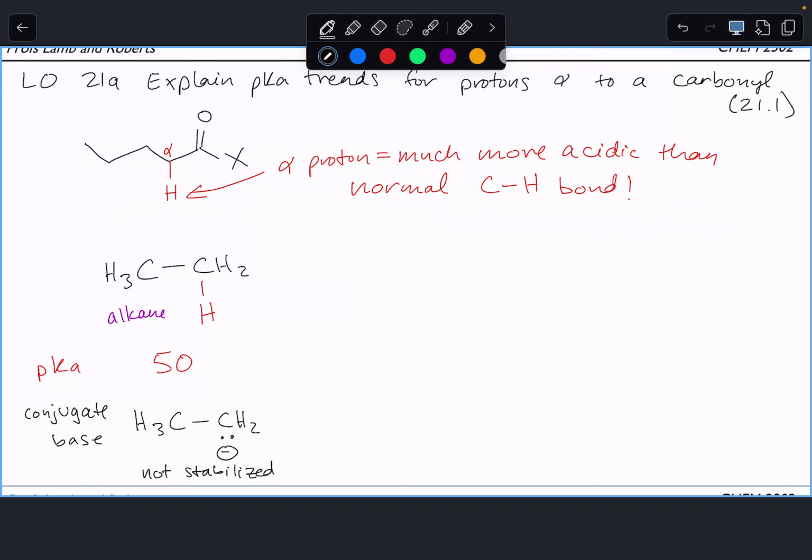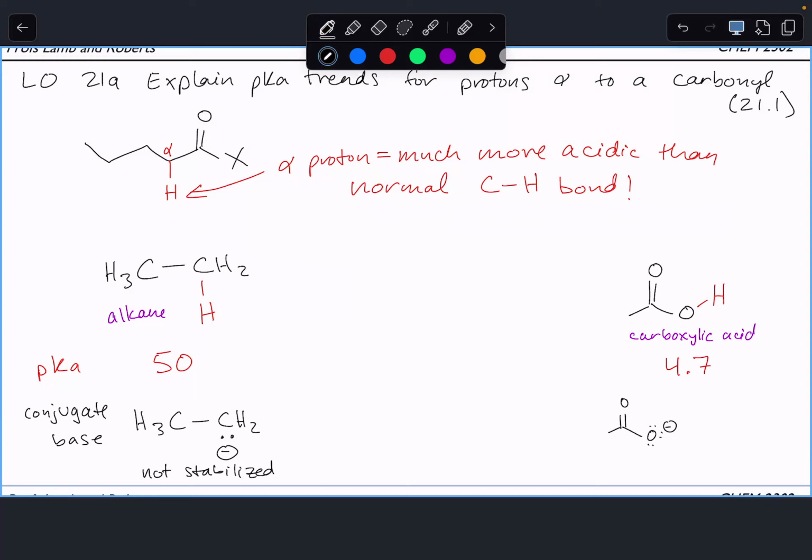On the other end of the spectrum, we talked about carboxylic acids, right? Where the acidic proton is on the oxygen. So the pKa of acetic acid was 4.7, so much, much more acidic. And the reason for that was because we had our conjugate base, which looked like this. And we stabilized this for a variety of reasons.